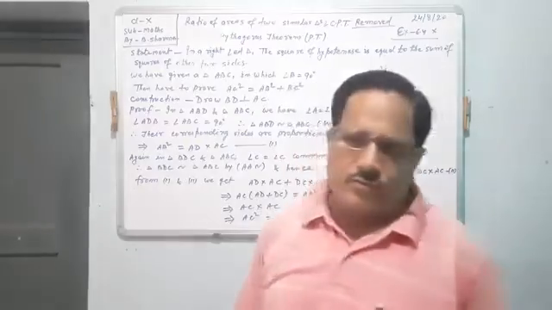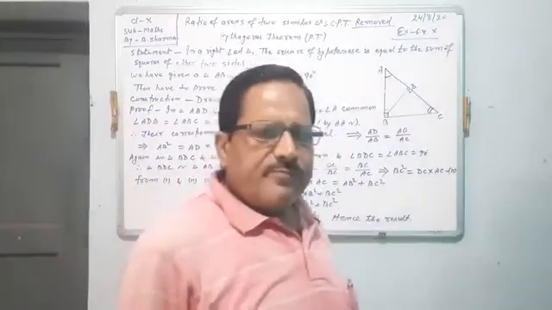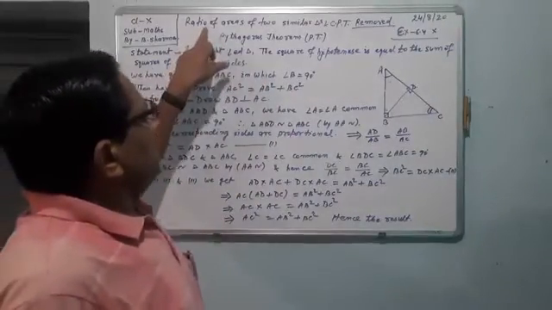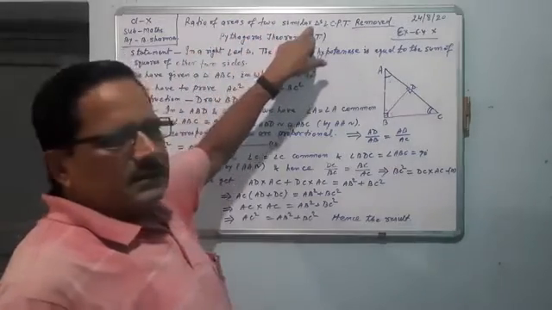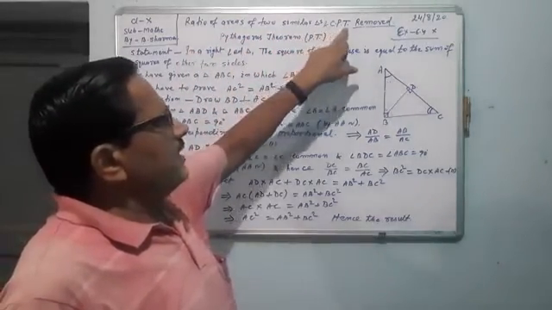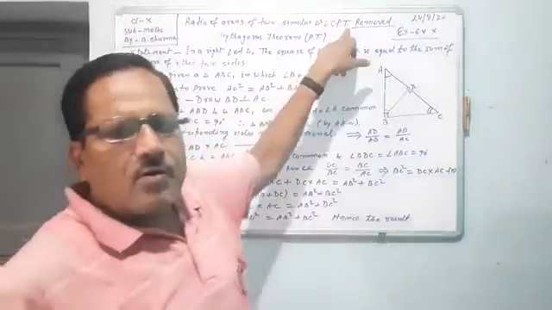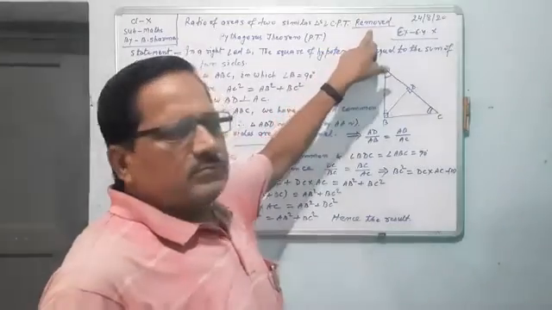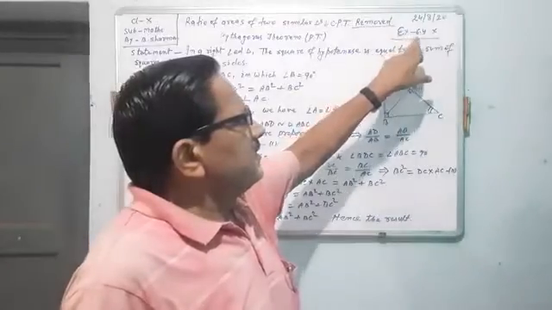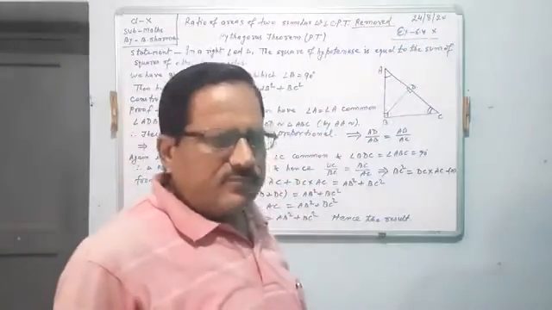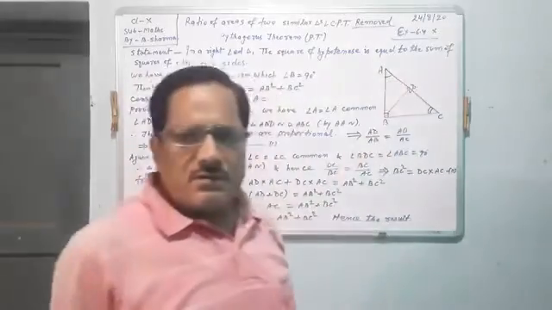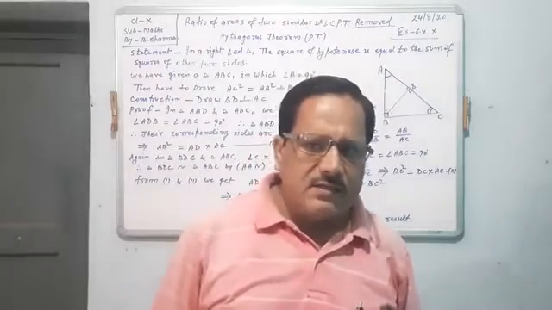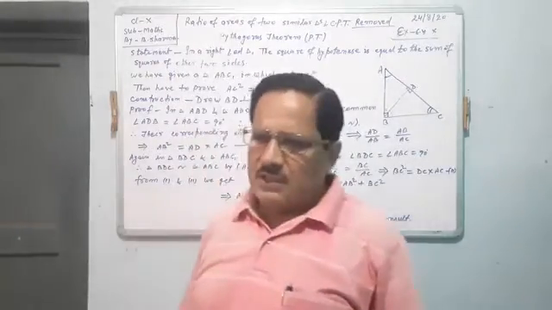Now I am going to explain about Pythagoras theorem. First of all, the ratio of area of two similar triangles and the converse of Pythagoras theorem have been removed from the course by CBSE. Therefore, we have not studied exercise 6.4, because exercise 6.4 is related with area of two similar triangles, which is removed.